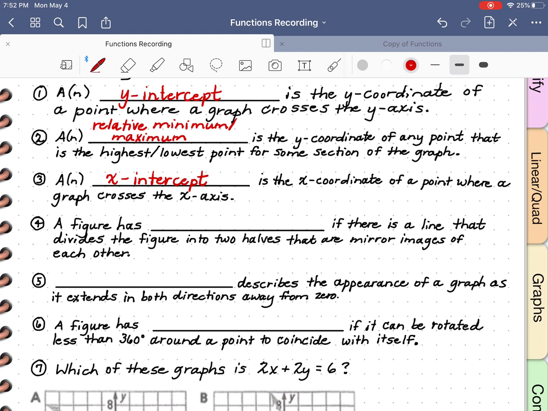A figure has blank if there is a line that divides the figure into two halves that are mirror images of each other. This is line symmetry, or line of symmetry.